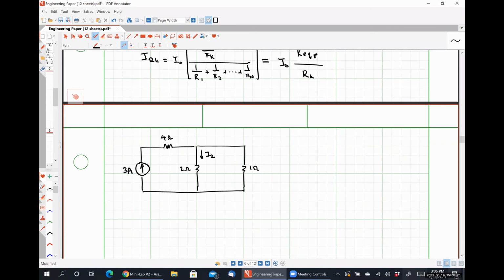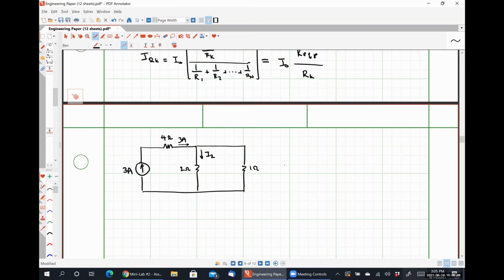Now, this network is not a bunch of resistors in parallel connected to a current source. But this is still the perfect time to apply current division. And the reason I say that is because we know how much current is flowing through the 4 ohm resistor. So we know for a fact that 3 amps of current is flowing into this network containing the 2 ohm resistor in parallel with the 1 ohm resistor.